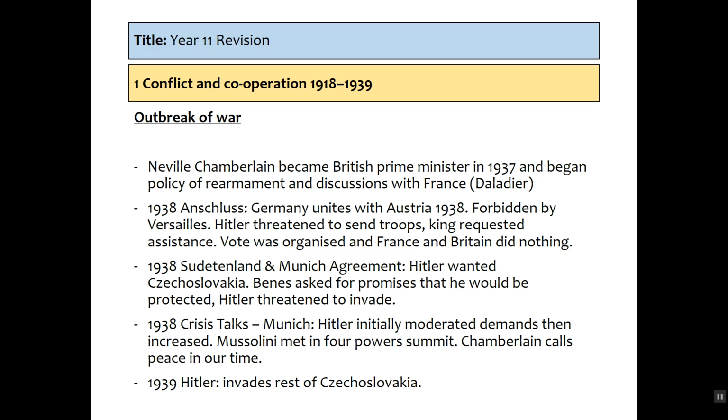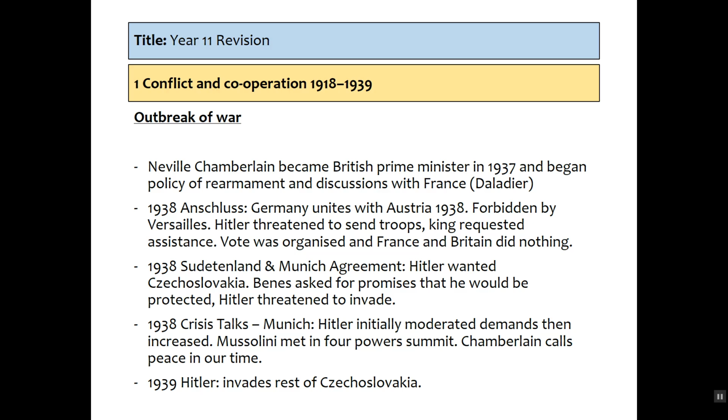Now, the outbreak of war really is a slow process that moves through. Neville Chamberlain becomes Prime Minister in 1937 and takes over. He'd actually been part of the war cabinet for the last 2 years beforehand, so he was very much heavily involved. Now, we've got discussions with France. You'd think they'd be discussing how to deal with Hitler, but they weren't. They were actually dealing with how should they avoid war for as long as possible.